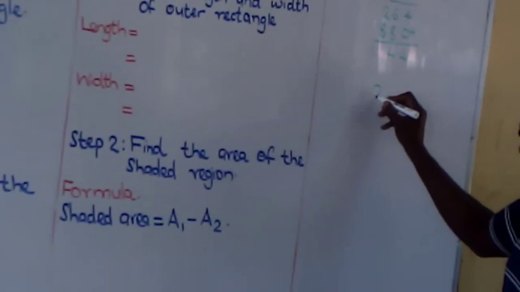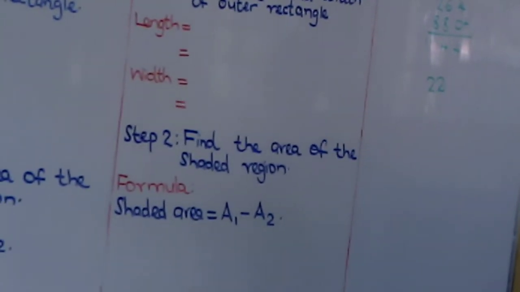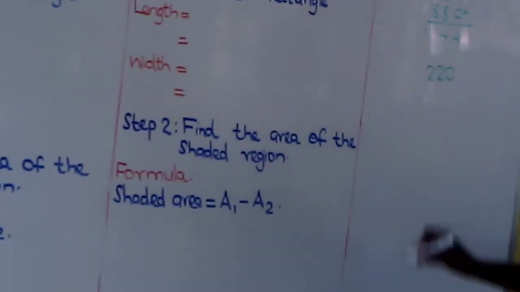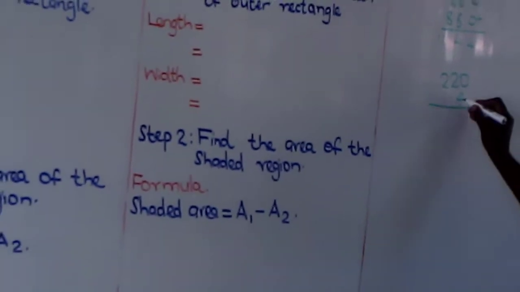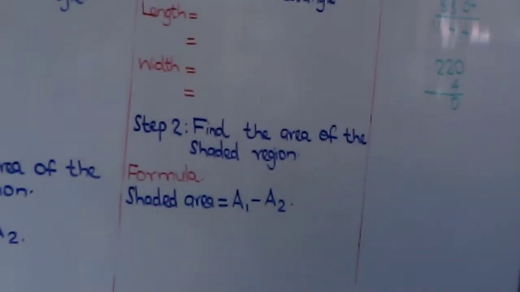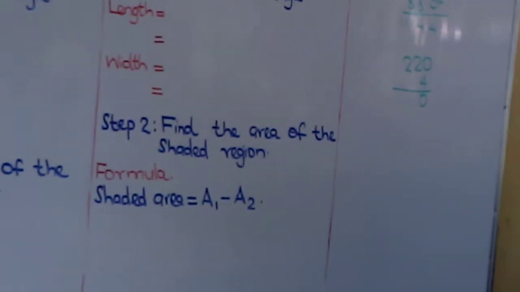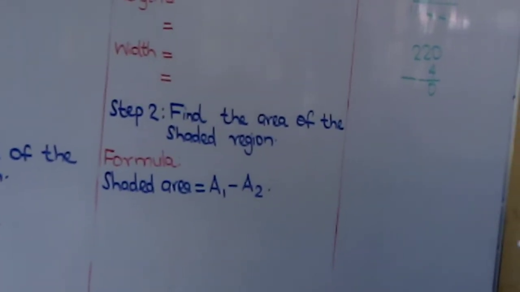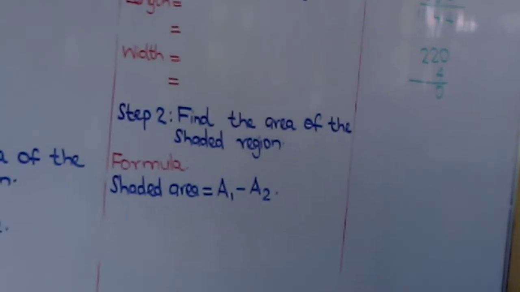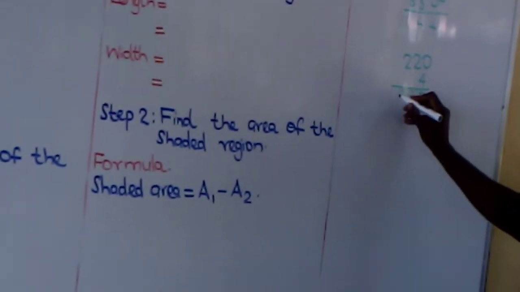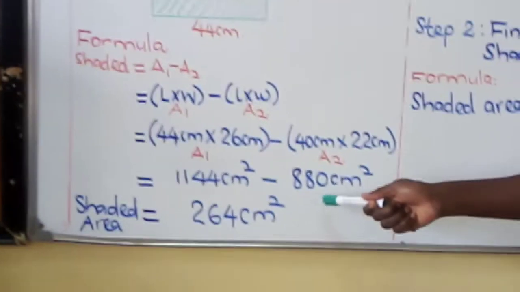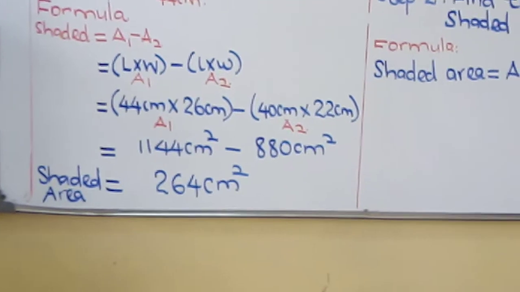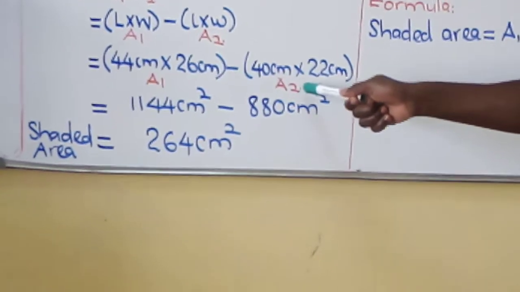And so we come here and multiply 40 by 22. Let's do it at our rough place. 40 times 22. We take the 0 from 40 and put it there. Then multiply by 4. 4 times 0 is 0. What is 4 times 2? 4 times 2 is 8. So that is 8 and that is 8. That's how we got the answer, 880 square centimeters. So that is area 1 and this is area 2.